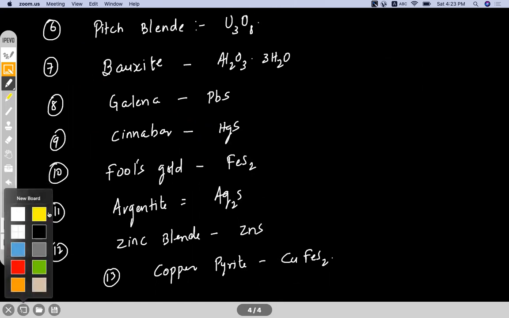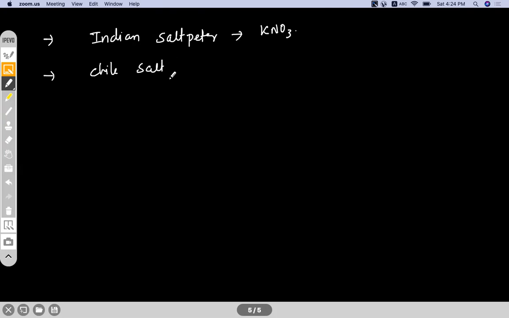Okay, a few more compounds we have here. The next one is Indian saltpeter, KNO3. Chile saltpeter is NaNO3. AgCl, I'll write down the name first. Horn silver. Many times they have asked this question. Horn silver is AgCl.